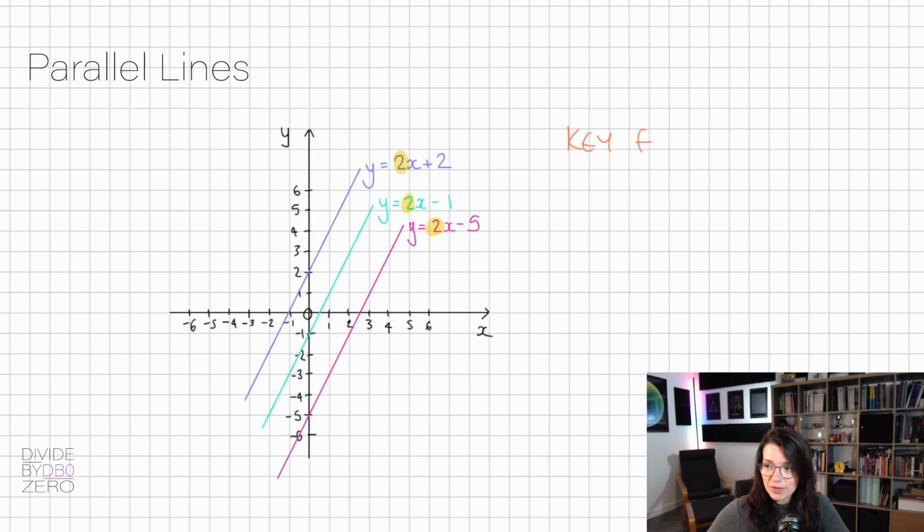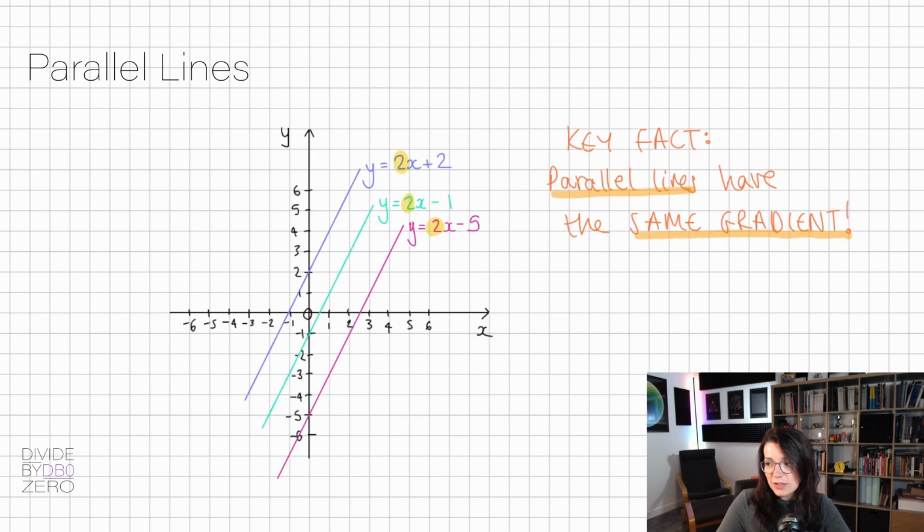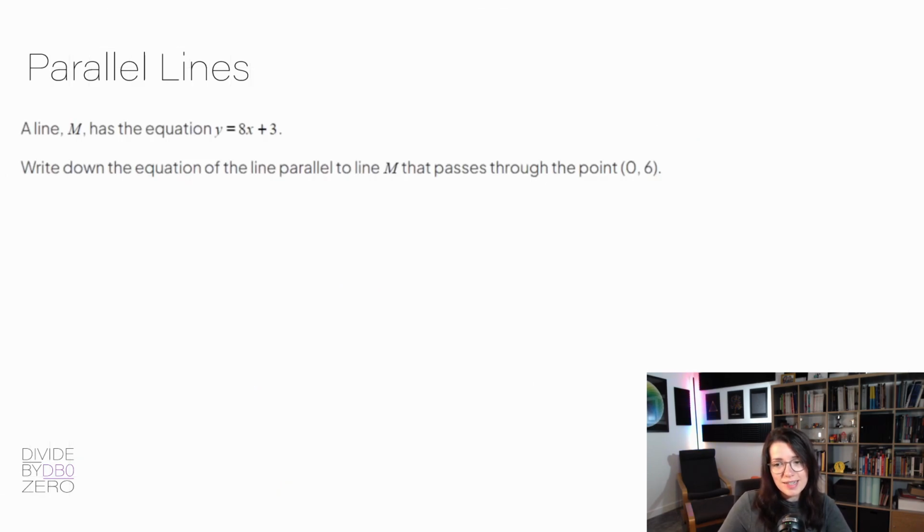I'll just write that down. So key fact, parallel lines have the same gradient. And that's it. I'll show you that idea in practice. So if we look at this example, it says a line M has the equation y equals 8x plus 3. Write down the equation of the line parallel to line M that passes through the point 0, 6.